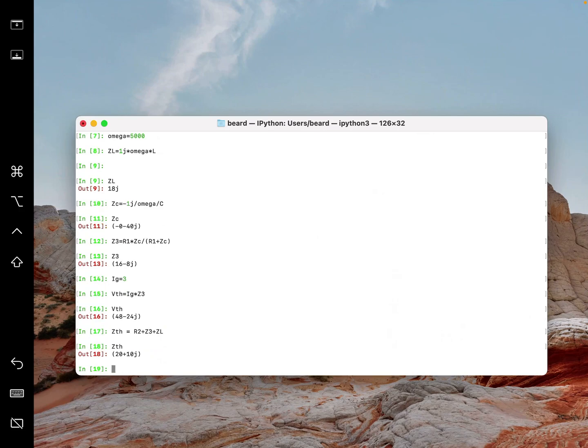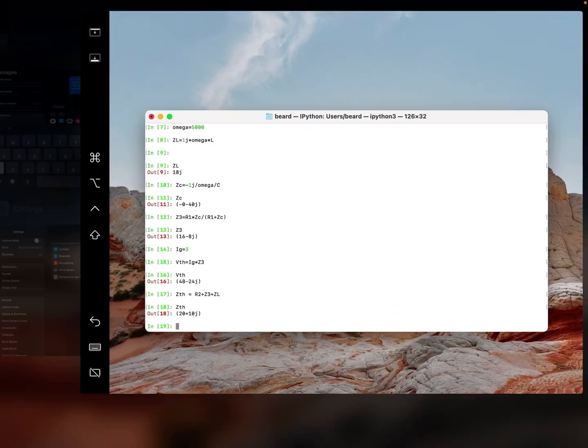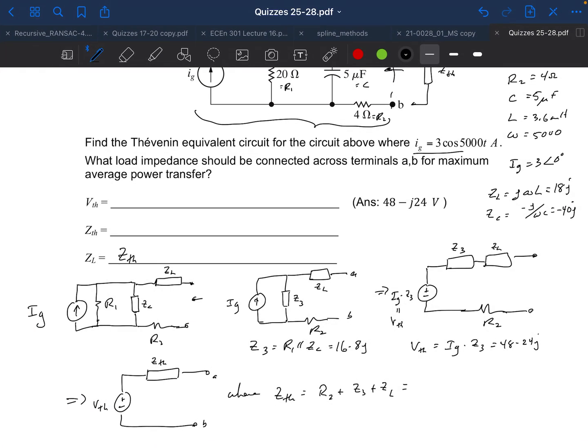So ZTH is 20 plus 10J. All right, so there's ZTH, 20 plus 10J. VTH is going to be 48 minus J24.